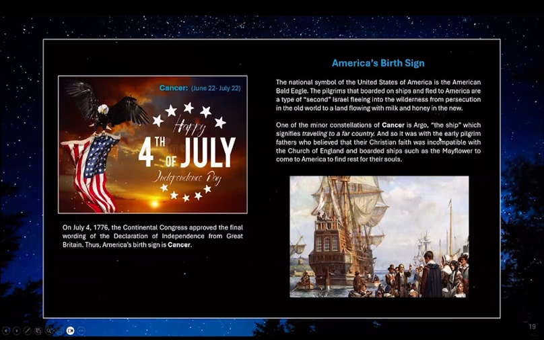And so it was with the early Pilgrim Fathers, who believed that their Christian faith was incompatible with the Church of England and boarded ships such as the Mayflower to come to America to find rest for their souls. Very interesting.